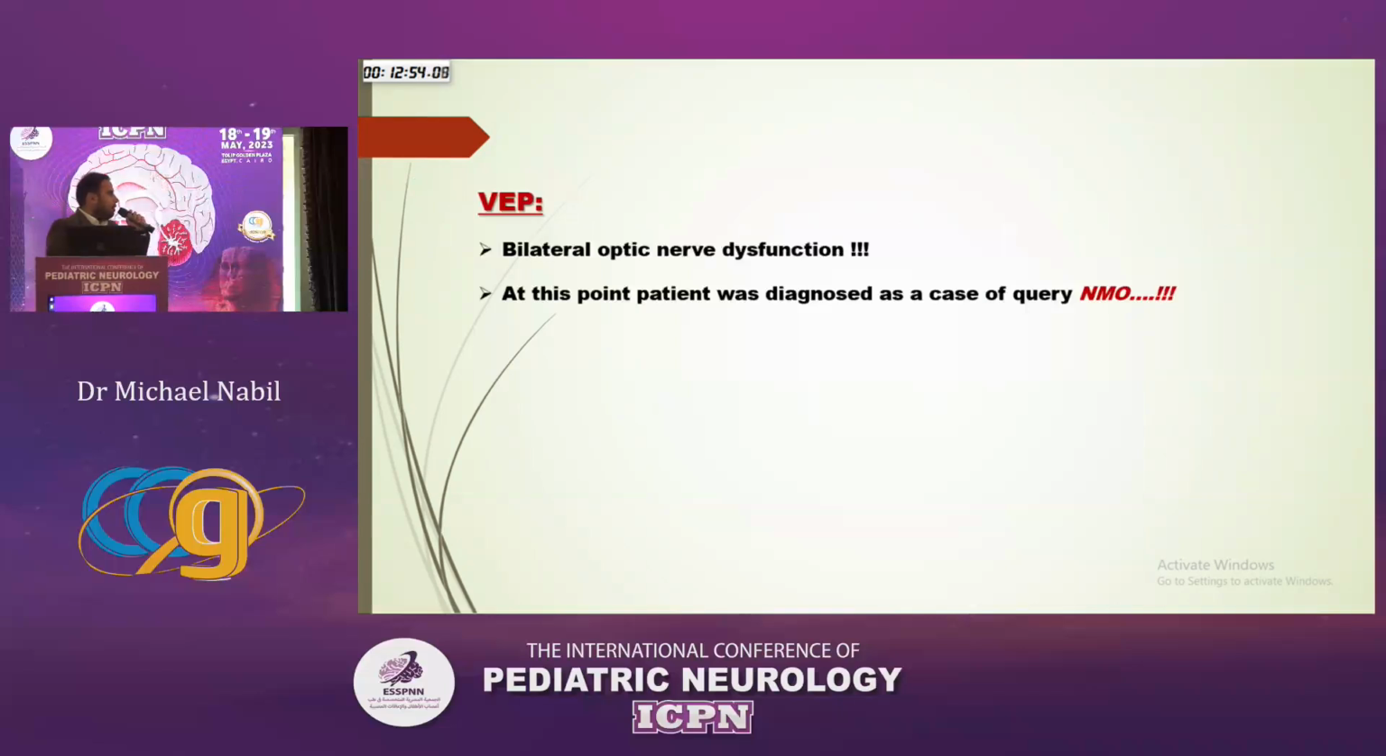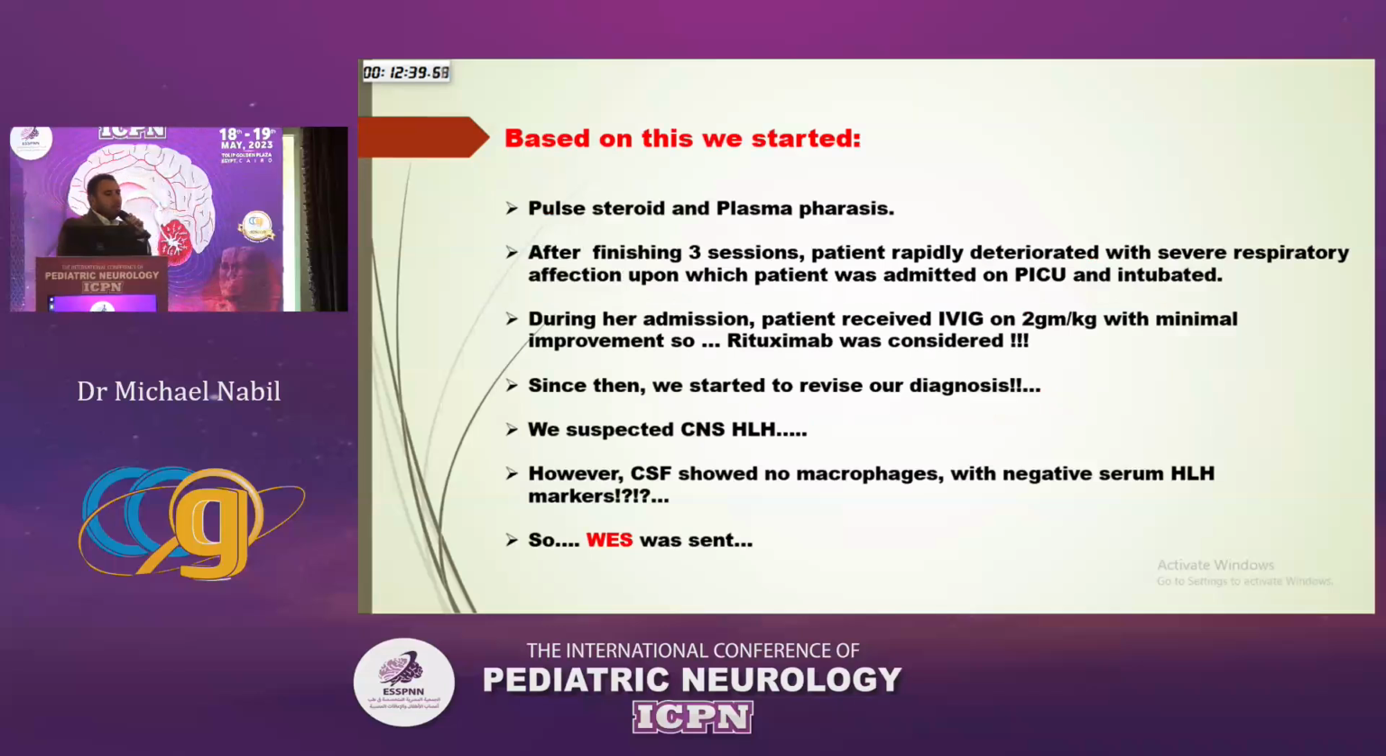We did VEP to confirm our diagnosis, which showed bilateral optic nerve dysfunction, and we diagnosed the patient as a case of NMO, despite aquaporin being negative, so the case was aquaporin-negative neuromyelitis optica, and we decided to start treatment. We started the first line of treatment, which was pulse steroids and plasmapheresis. After finishing 3 sessions, the patient rapidly deteriorated with severe respiratory failure, upon which she was admitted to the PICU and intubated. During her admission, the patient received IVIG at 2 grams per kg with minimal improvement, so we started to think about our second line of treatment, which was rituximab.